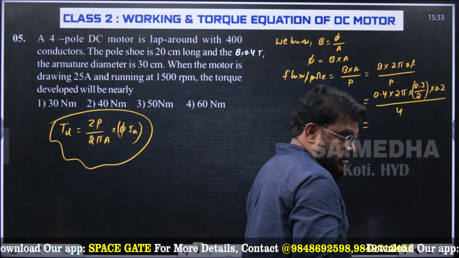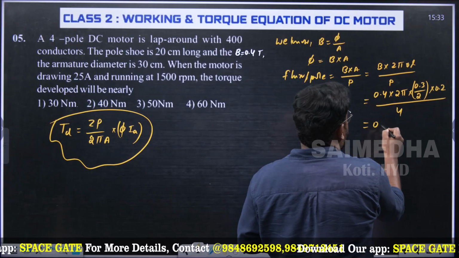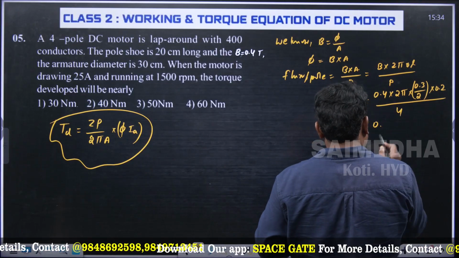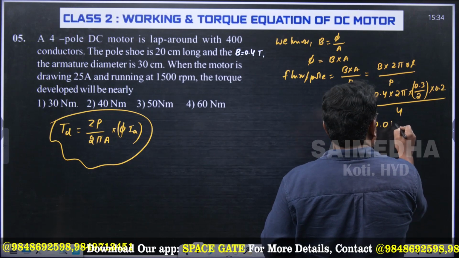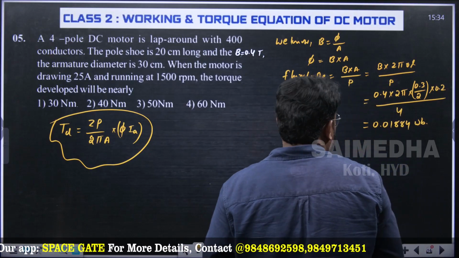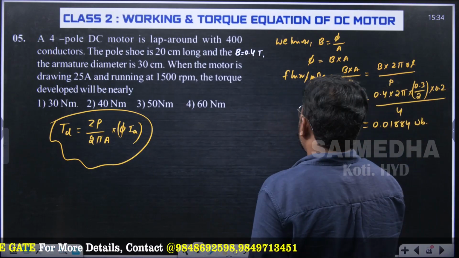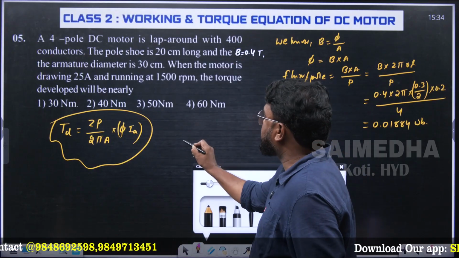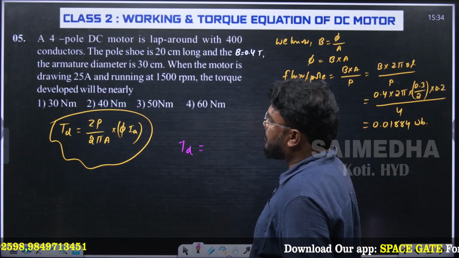So we will get this value as 0.188 Webers. So this is the flux per pole. And after getting flux per pole, just substitute in this equation, torque T_D is equal to the developed torque.